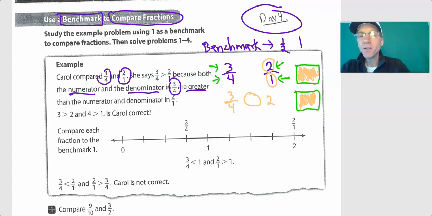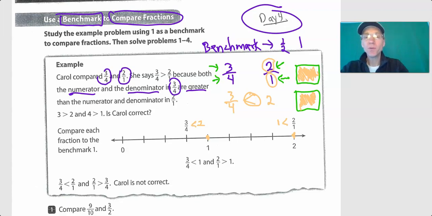So here's what the deal is. 3/4 is definitely less than. And then they want you to compare it to a benchmark of 1. So easily you can say, well, 3/4, here's 1. That's less than 1. So 3/4 is less than 1. And 2/1 out here, that's greater than 1. That's another way of saying that. 2/1 is greater than 1.